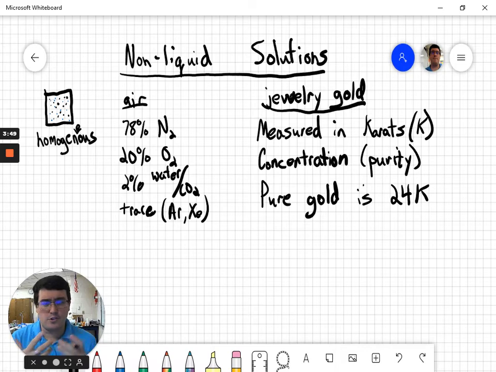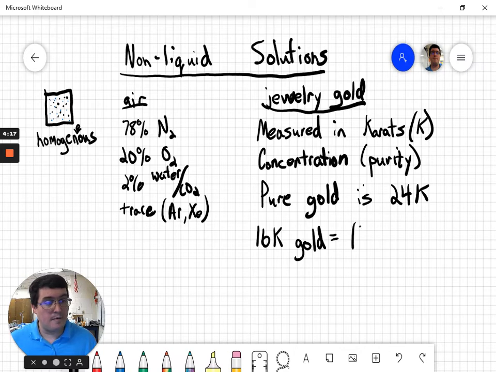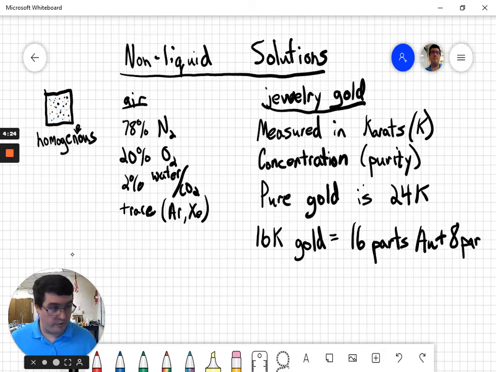So most jewelry can't be made out of pure gold. If you had a necklace, right, the weight of the necklace would be enough to snap the links of the chain around your neck. So we can't make jewelry gold out of pure gold. What we do instead is we say pure gold is 24 carats. So, for example, if I have 16 karat gold, which is what this is, 16 karat gold means that I have 16 parts gold and 8 parts something else.